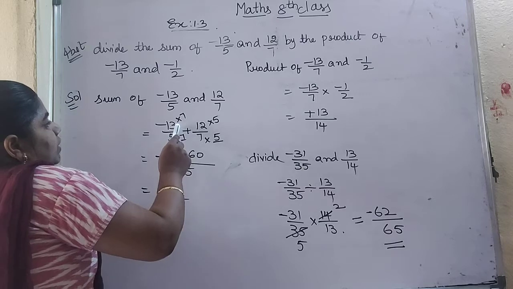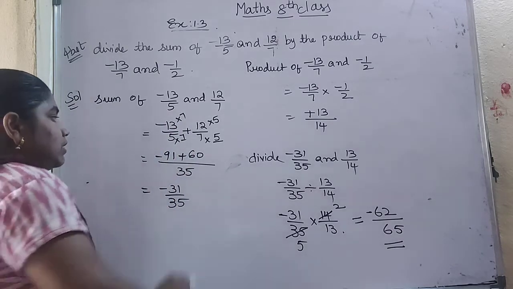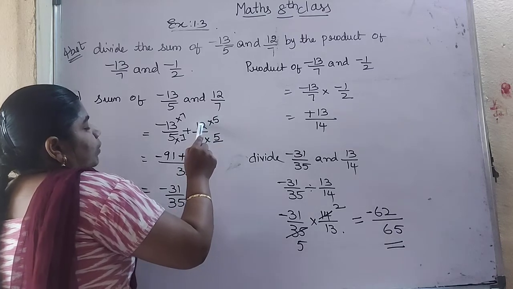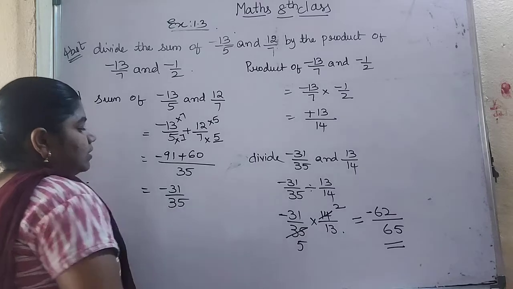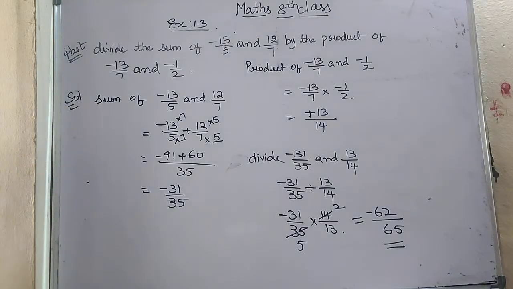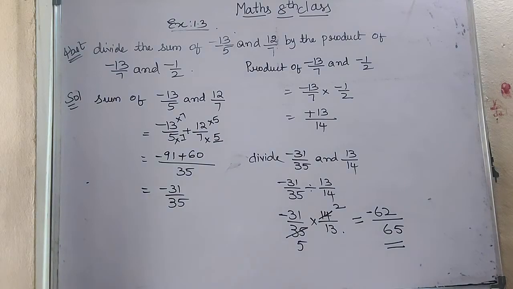So 13 into 7 will be 91. Minus is there, so minus 91, plus 12 into 5 will be 60. If you subtract these two, that will be minus 31 by 35. So after adding the two rational numbers, minus 13 by 5 and 12 by 7, you got the result as minus 31 by 35.